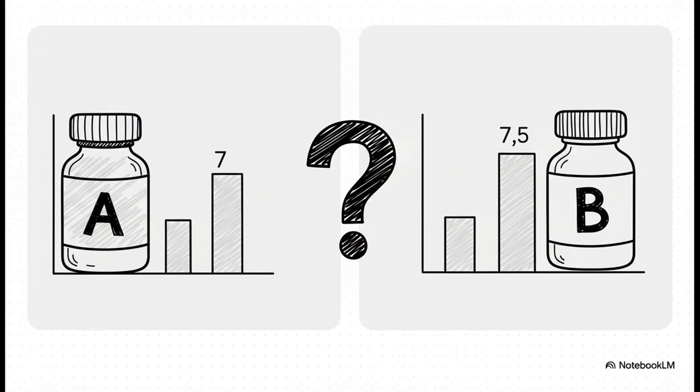So, now you've got your data. Group A, on average, reports their pain relief as a 7 out of 10. Group B, they're at a 7.5. Now, on the surface, it looks like B is better, right? But is that tiny half-point difference really big enough to declare a winner? Is it a real, meaningful effect, or is it just statistical noise?